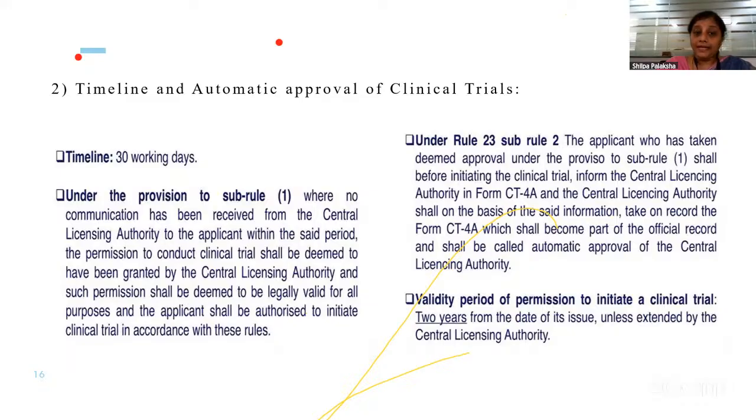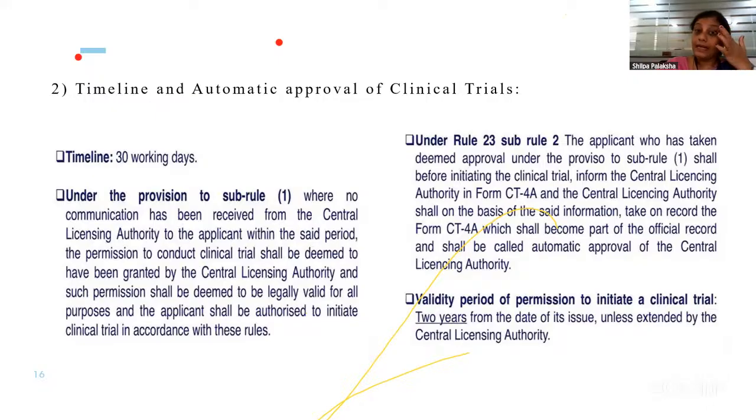That means when an applicant has applied for the approval of a clinical trial, and within the 30 working days... please understand the difference between working days and calendar days. Working days means removal of the Sundays and the general holidays. So after those 30 working days, when nothing has been communicated from the office of the central licensing authority to the applicant, then it is deemed that this application is approved. Such deemed approval is legally valid, and the applicant shall be authorized to initiate the clinical trial.